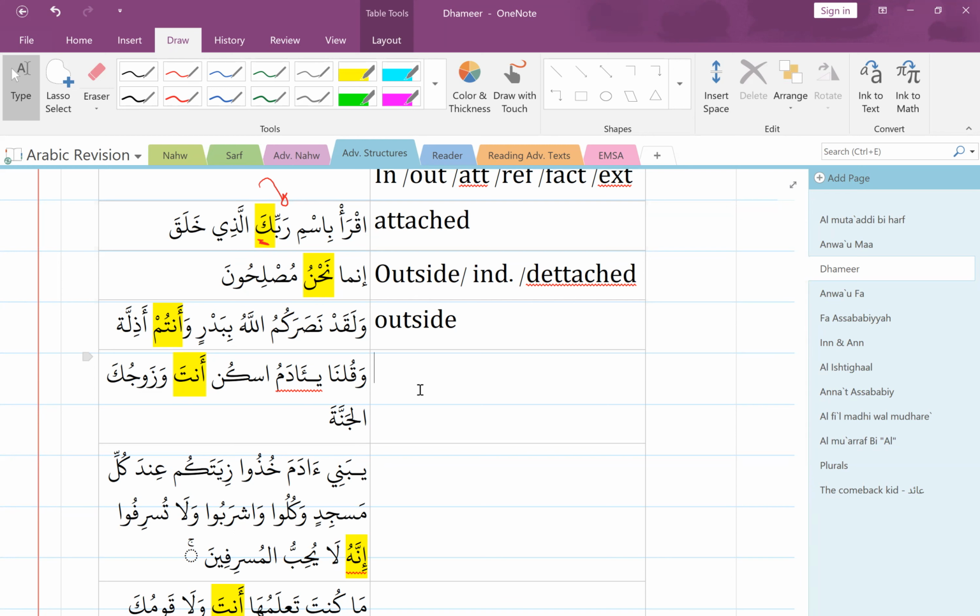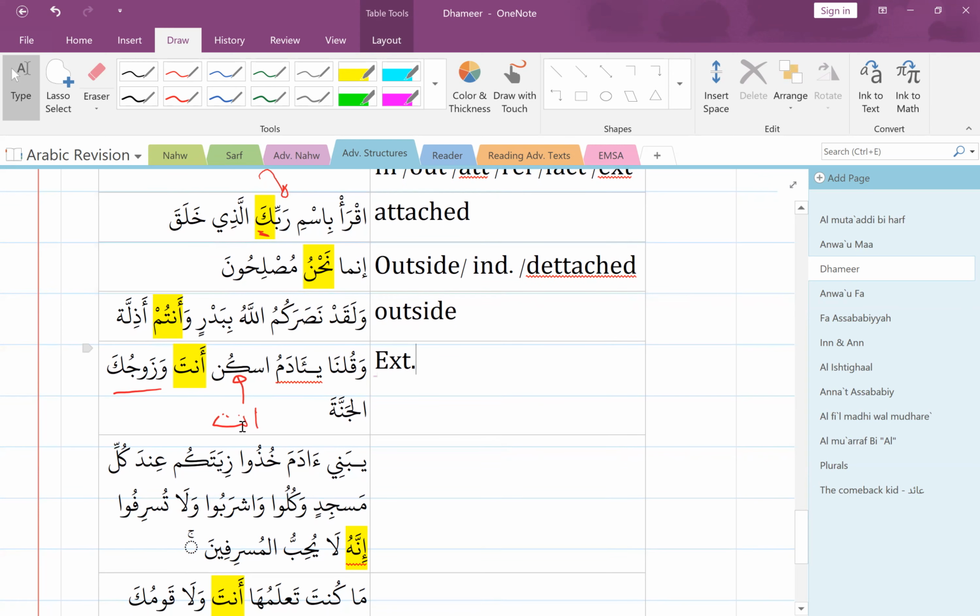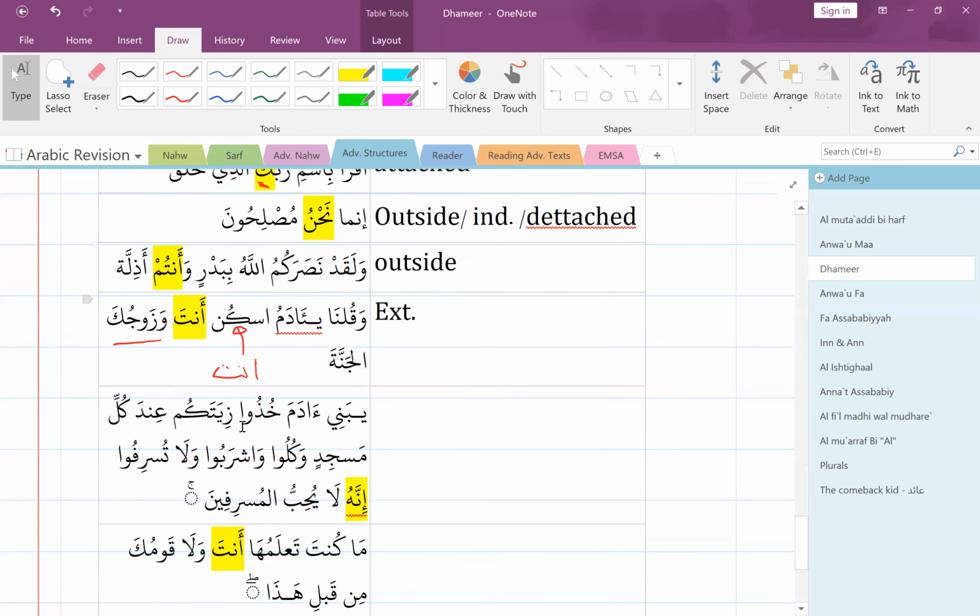Extracted? Yes. You see, uskun is a command form, and the pronoun inside uskun is anta. But I want to say you and your wife, so I'm going to extract this anta, bring it outside, and then connect it to zawj. Thank you, Fauzia, for pointing that out. So this is extracted. We need to be careful if we are saying a pronoun after a verb and there is an ataf, a word connected over there. We just thought, oh, independent. So yes, we have to be careful.